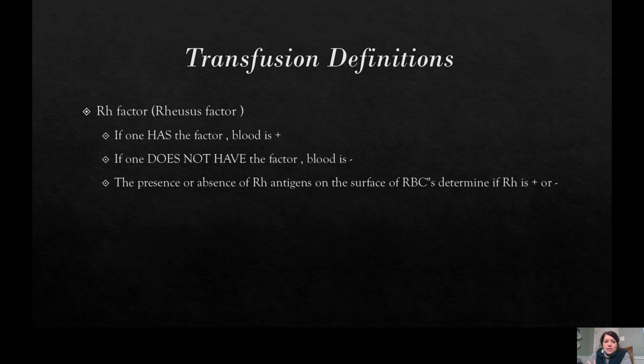So RH factor, everybody has factors. If one has the factor, then it's going to be positive. And if one doesn't have the factor, then the blood is going to be negative. And this is the RH factor. The presence or absence of RH antigens on the surface of red blood cells determines if the RH is positive or negative. So these antigens, you either have them or you don't. So that's what makes you positive or negative, and that's your RH factor.